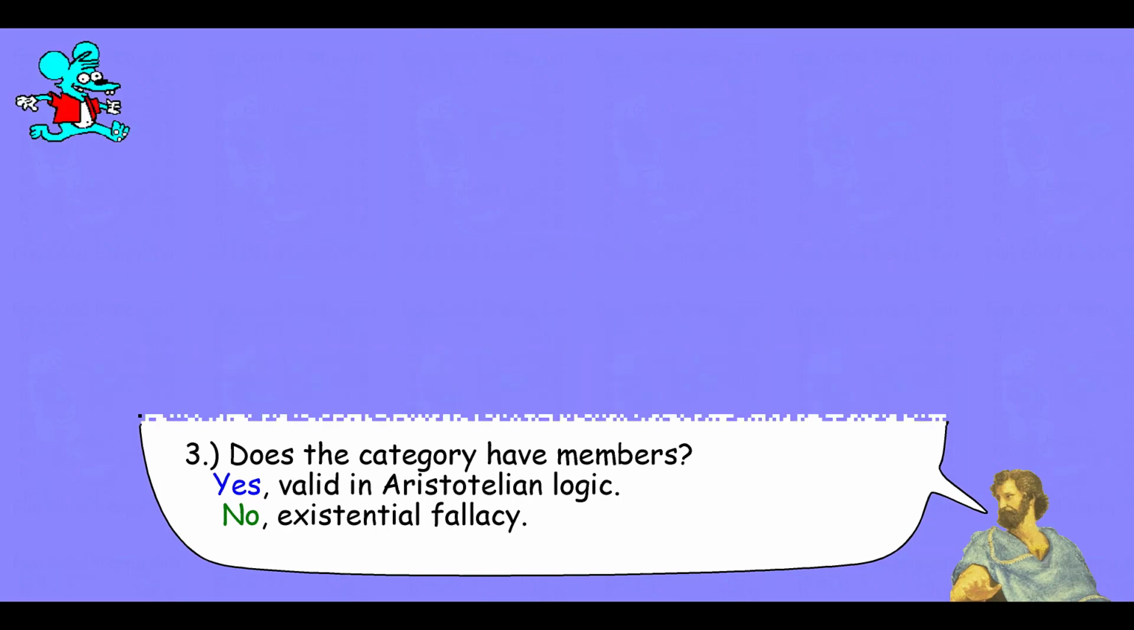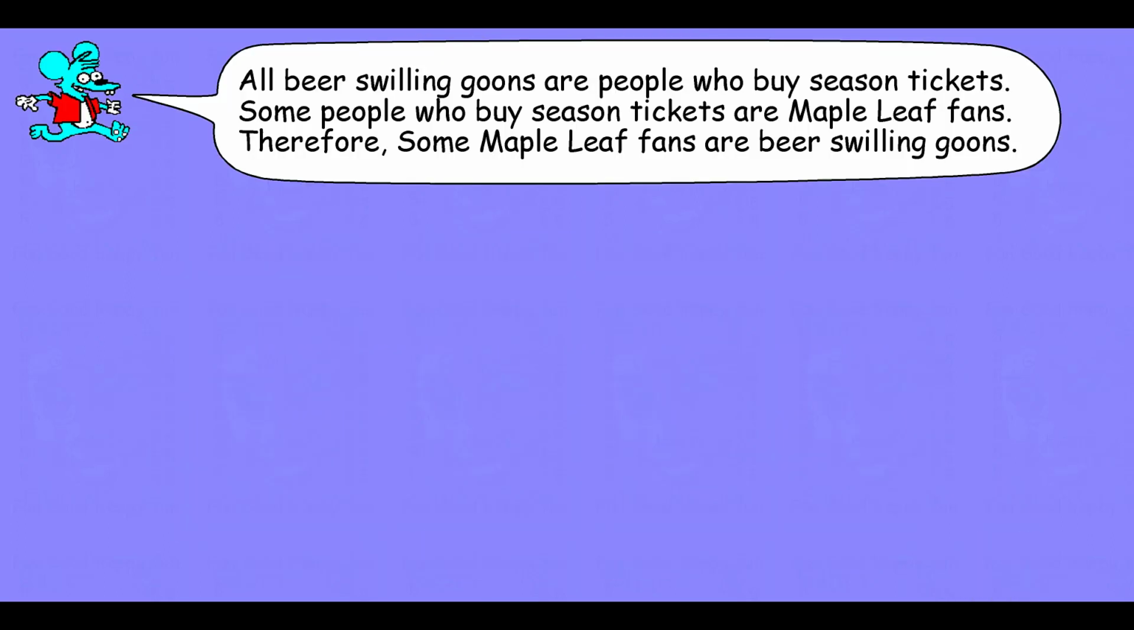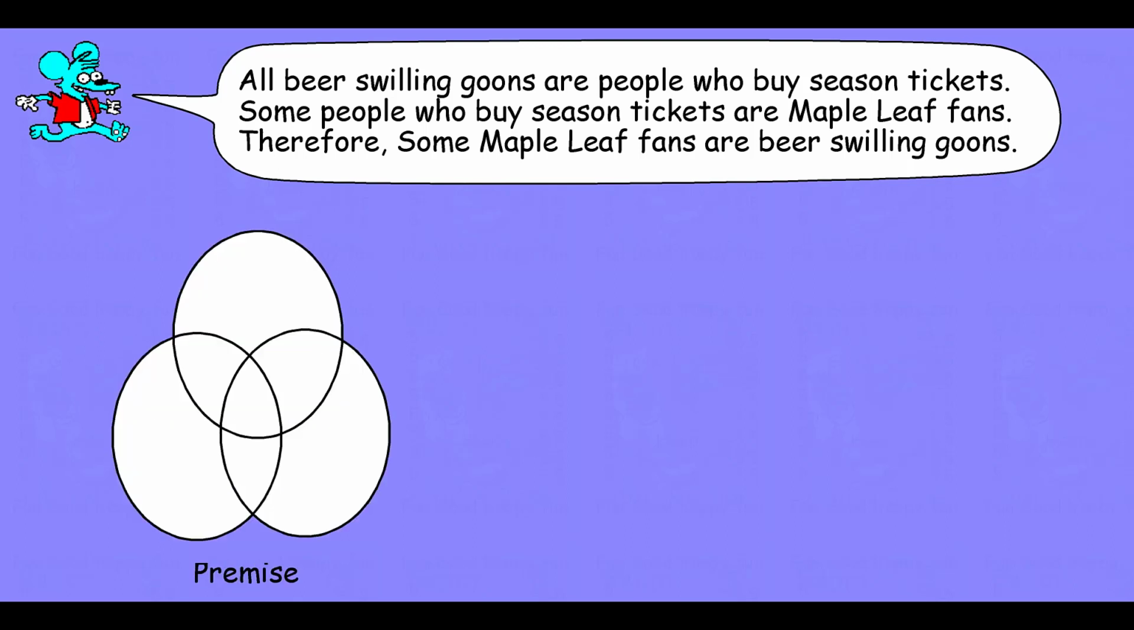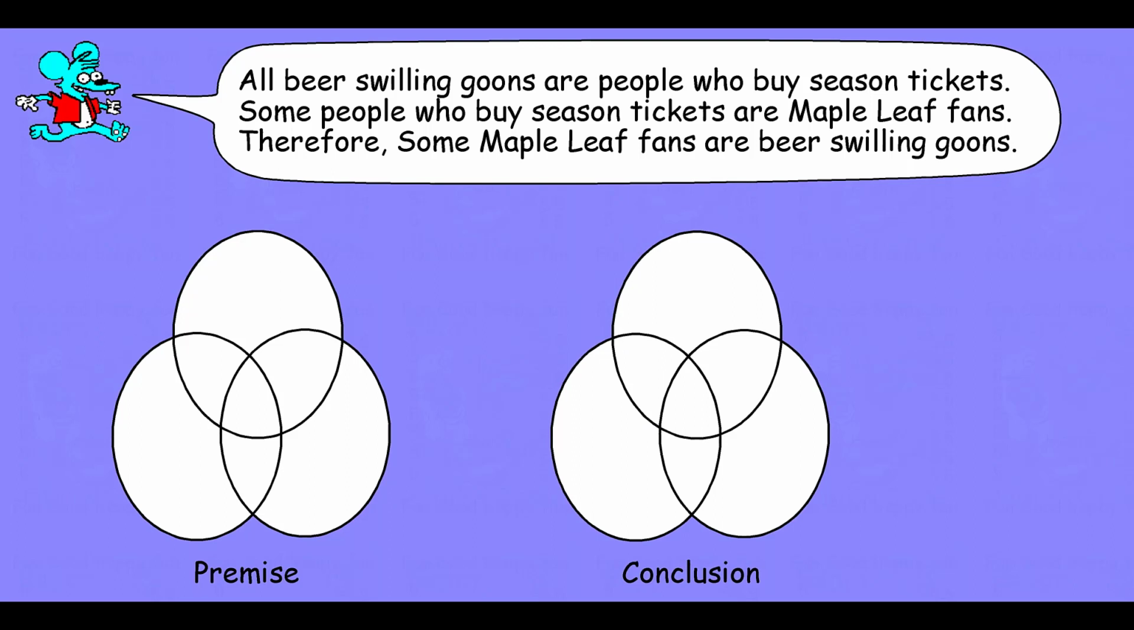Let's practice. Suppose we have an argument that says all beer swilling goons are people who buy season tickets. Some people who buy season tickets are Maple Leaf fans. Therefore, some Maple Leaf fans are beer swilling goons. We'll begin by drawing a premise diagram, then a conclusion diagram. Now remember, when we label our diagram, the minor term, the subject of our conclusion, goes on the bottom left. The major term, the predicate of our conclusion, goes on the bottom right. And the middle or bridging term, the term that's in both premises, that goes up top.